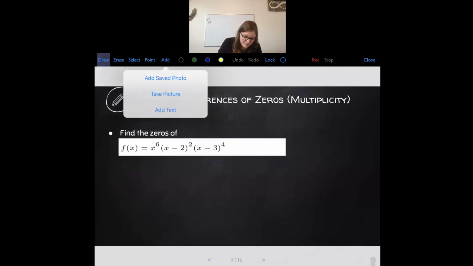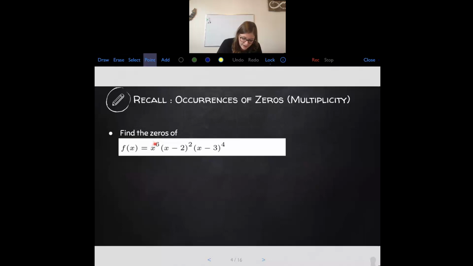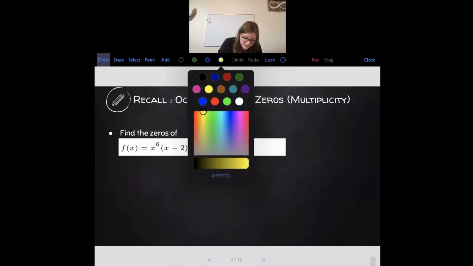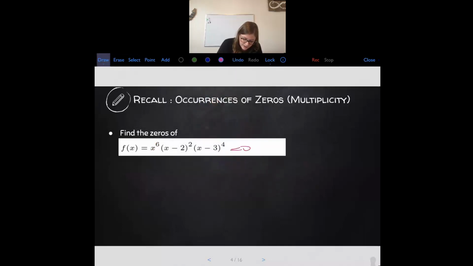So we have, if we set this equal to 0, okay, we'd have x is equal to 0 with a multiplicity of 6. We would have x minus 2 equals 0, which gives us a zero of 2, and that has a multiplicity of 2. And then we have x minus 3 is equal to 0, x is 3, and that would have a multiplicity of 4. That's how often they occur. It's also the exponent of the factor that it came from.